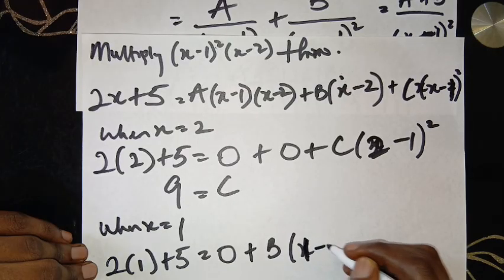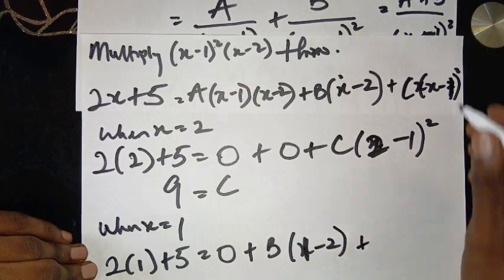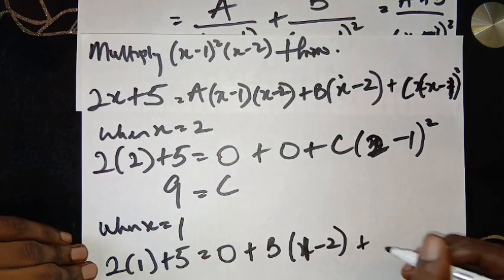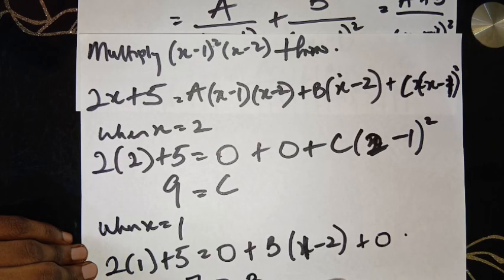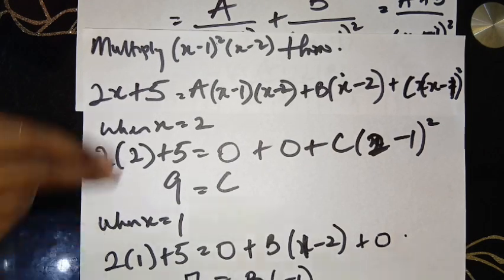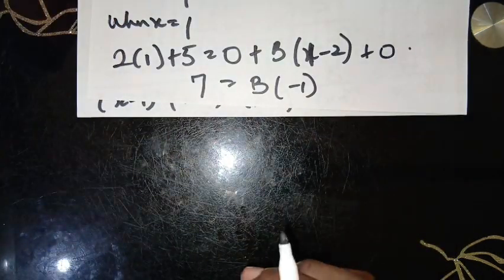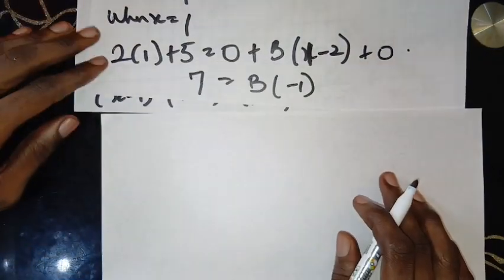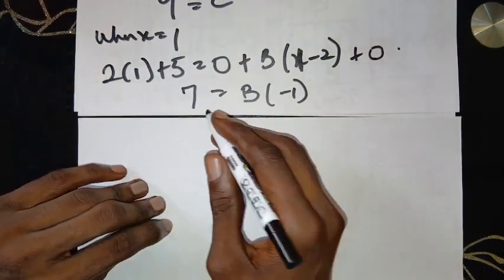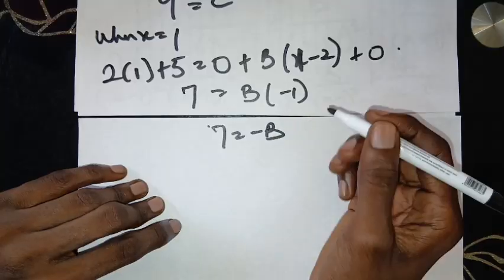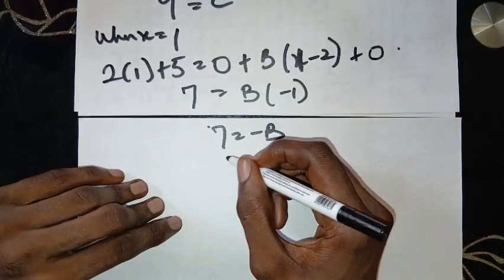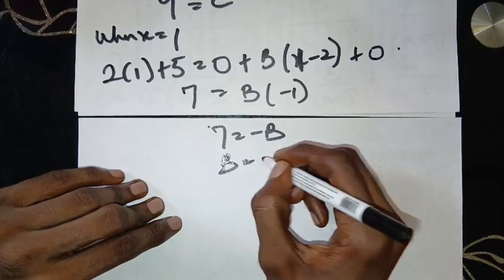For the b term, x, that'll be 1 minus 2 plus 1 minus 1, 0, 0 squared, 0. So this will give us 2 plus 5, that will be 7, all over b open bracket minus 1, right? So just take this up and continue from there. Then we have 7 equals minus b. I'm looking for b. So that divided by minus 1, we have b equals minus 7.